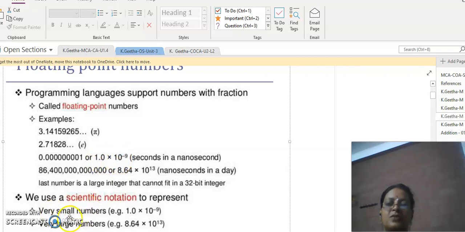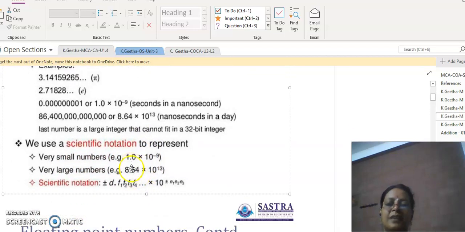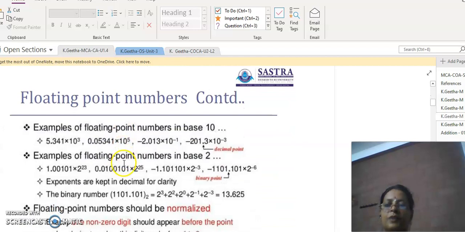Very small numbers or very large numbers are represented in scientific notation form. In scientific notation, we have one decimal digit, then a dot, then so many fraction digits, into 10 raised to the power of the exponent. So we have the decimal digit as the integer portion, then the fraction part, then multiplied by 10 raised to the power e, where e is the exponent, and this e can be plus or minus. You can have a positive exponent for a very large number, and a negative exponent to represent a very small number.